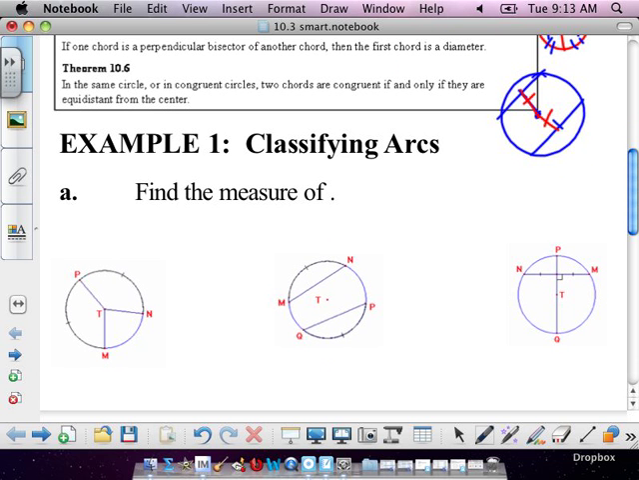All right, we've done some arc work before, but we're going to do some arc work not just from central angles, but from chords. We want to find the measure of arc MN. Well, if I know this is 135, what's this one? 135. And so how would I find out what this is? Okay, so let's do that. So 360 minus 135 minus 135.